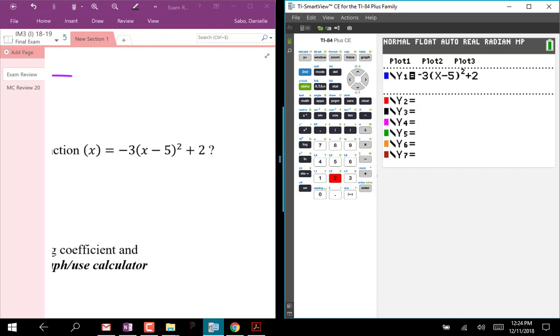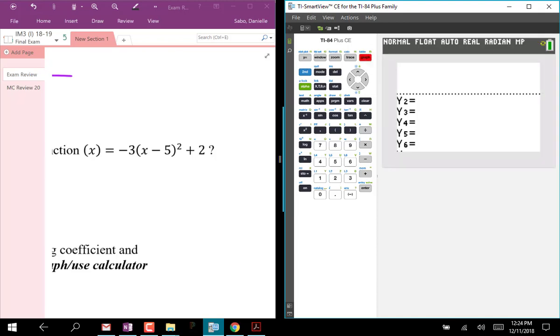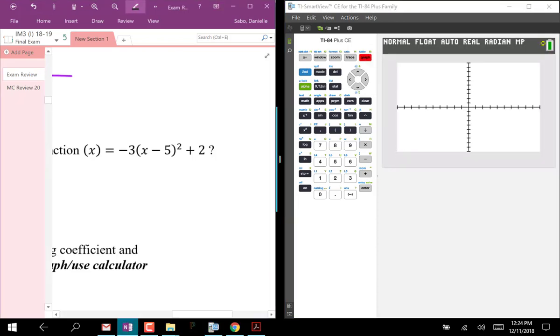Okay, so I typed that in. Be careful. Make sure you use the negative sign, not the minus sign. Press graph. Here I go. And that's what I get. So I'm just going to sketch it out for myself. It looks like it's something like this.